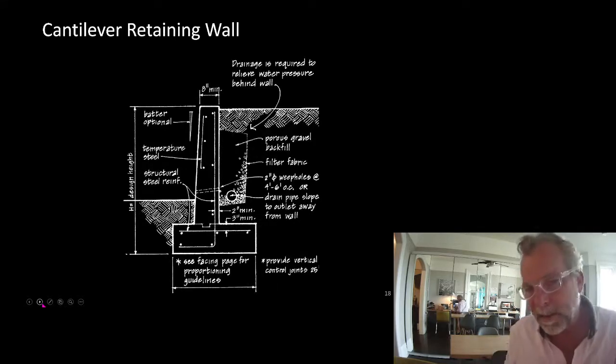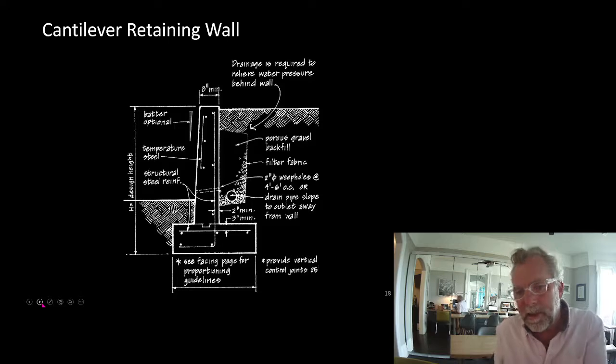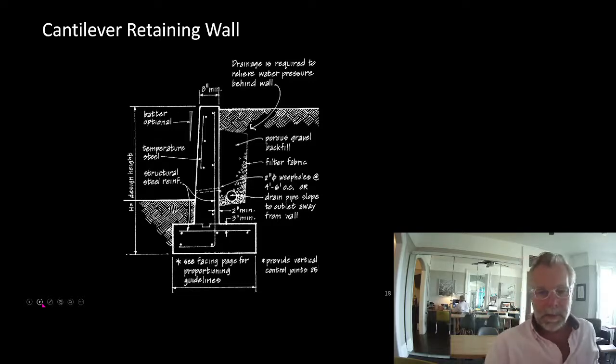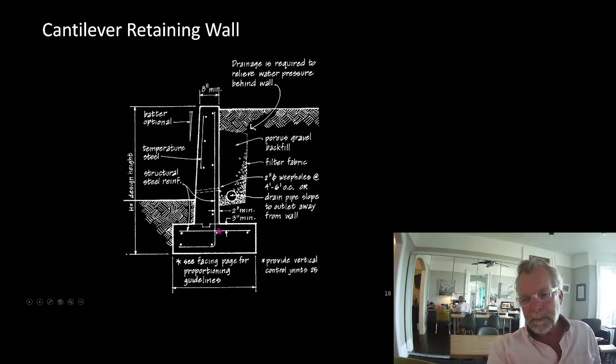Let's talk about retaining walls. As landscape architects, a thing that you're going to do a lot is build retaining walls. So what we're looking at here is a cantilever retaining wall. You can see that the reason it's called that is because we have a wall that cantilevers up from a footing. Some simple rules of thumb.